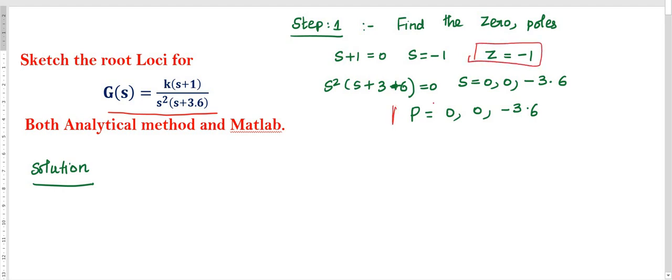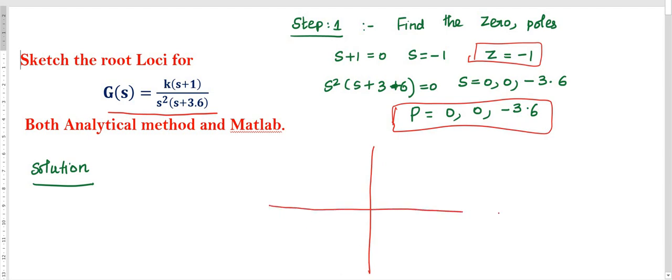And what is the next step? Plot the zeros and poles in a graph. So I have to draw the graph. I am going to mark the poles and zeros here. This is sigma, the real axis, and this is j omega, the imaginary axis. Here the 2 poles at the origin are marked like this, and the zero is one circle at -1. And then the pole at -3.6.